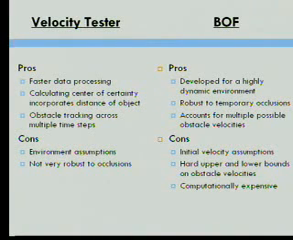There are both pros and cons to each velocity estimation method. The velocity tester processes data faster, considers the distance of the object in cluster calculations, and tracks the obstacle over multiple time steps. The Bayesian occupancy filter method handles dynamic environments with temporary obstacle occlusions well and takes into account the possibility of multiple velocities for each object. Both methods have assumptions about the environment.